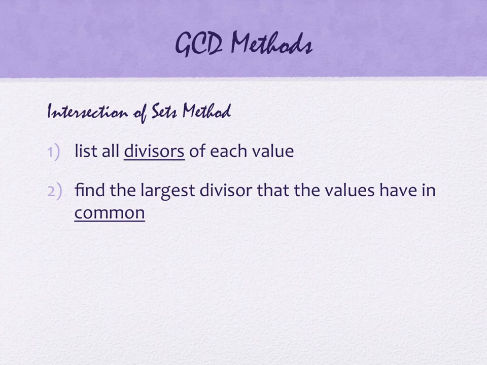The intersection of sets method is to list all divisors of each value and then find the largest divisor that the values have in common. You're creating a list, like our pirates, right? Now, if the numbers don't hit on a greatest common divisor anytime soon, this is terrible because your list could be forever long. That would be annoying. So this works better with smaller numbers that have a divisor in common pretty quickly. Okay, that's when it tends to work the best. So we're going to do an example.